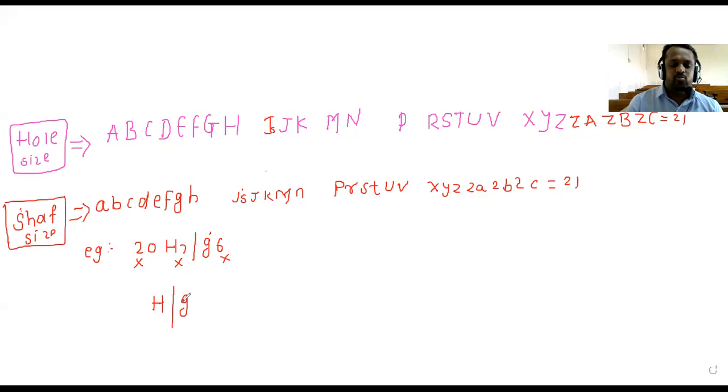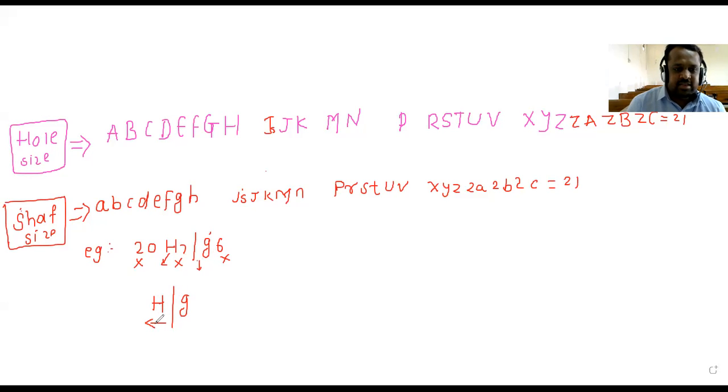With the help of those two points we can easily understand what type of fit it is. So I will write down here: this is the capital H and this is the small g, and this is the slash. Okay, if such a condition is there, in the left side of this slash line, please listen carefully.